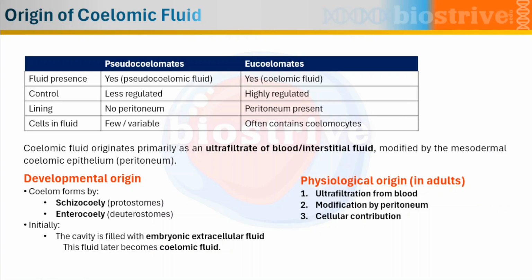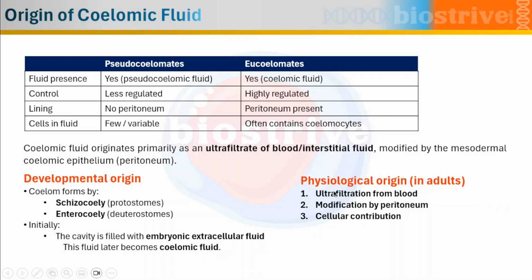Now let's talk about the developmental origin. Coelom is formed by two processes. If the organism is protostomous, it is formed by the schizocoel process, and if it is deuterostomous, it is formed by the enterocoelom process. I will make a separate video on the protostomes as well as deuterostomes. And for now, the protostomes are the organisms in which the mouth is formed first, whereas in the case of deuterostomes, the anus is what will be forming first in the developmental process. And initially, the cavity is filled by extracellular fluid, and this fluid is later converted into coelomic fluid.